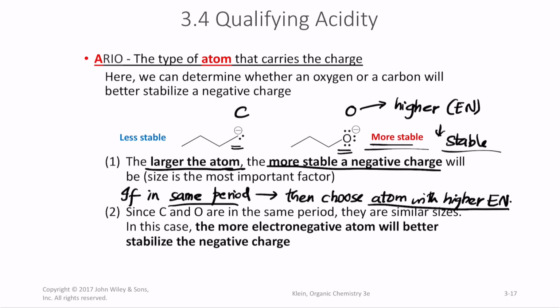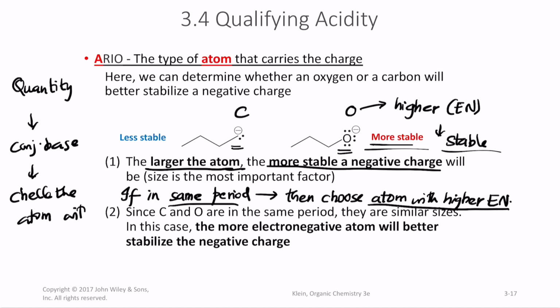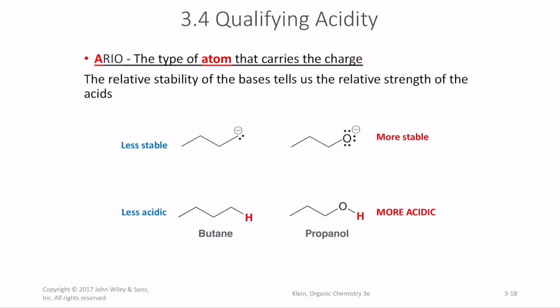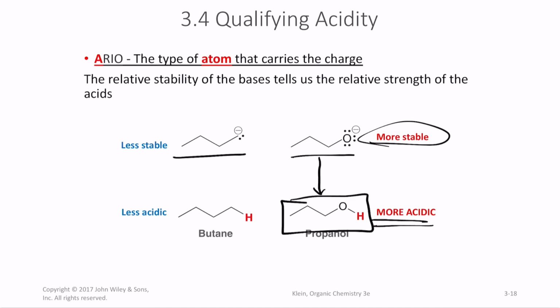So this is how you can determine based on the atom. The first thing to remember is: take the acid, write its conjugate base, and check the atom with the negative charge, then follow these rules. Because between these two atoms this one is more stable, the original acid is generally going to be more acidic. This is how we determine the acidity of any given compound without having any pKa values.